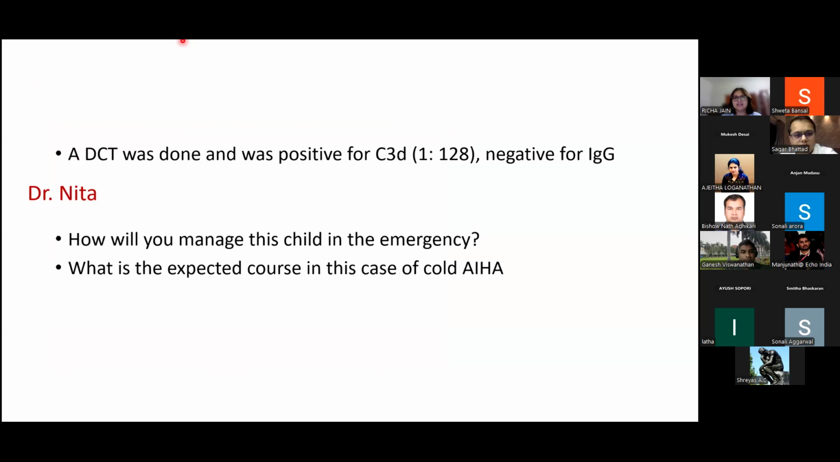So a DCT was done here and was positive for C3d with high titer, so suggestive of cold AIHA. So Dr. Neeta, HB is 4.3. This child has some tachycardia.